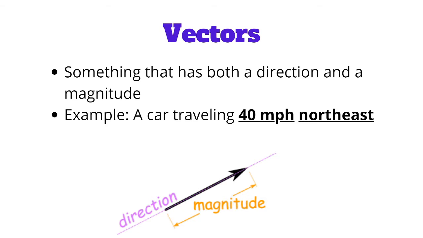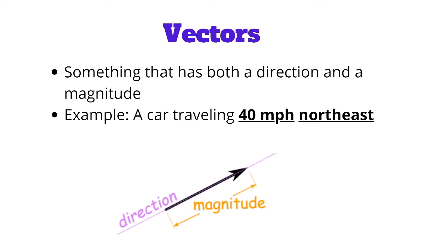So to begin, let's talk a bit about what vectors are. Vectors are something that's important in both math and physics, and to put it simply, vectors are something that has both a direction and a magnitude.